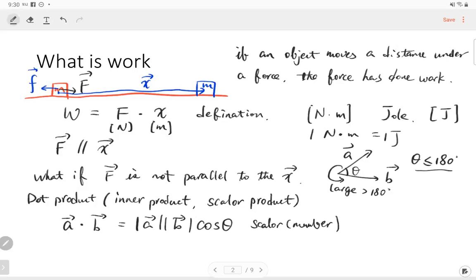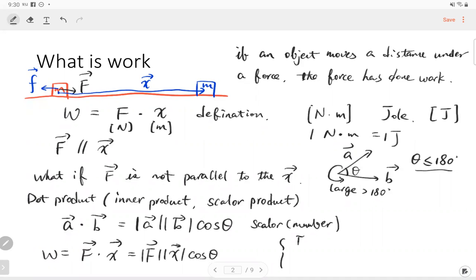So we're going to use the dot product to define the work. The work is defined as the vector force dot displacement. Then you will find that this is equal to the force magnitude times displacement times cosine of the angle between the force and displacement. So there are three special cases.